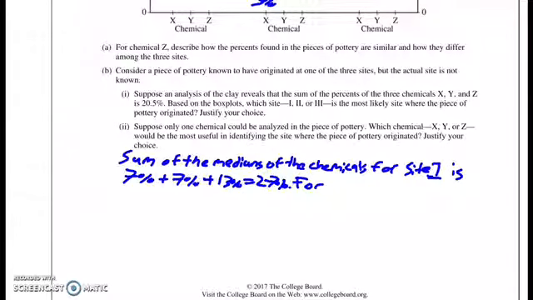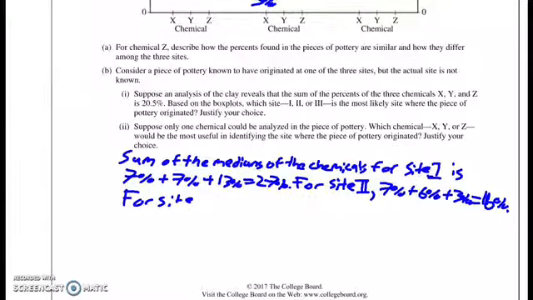For site 2, 7% plus 6% plus 3% is 16%. And for site 3, we have 7% plus 7% plus 6%, which equals 20% approximately.